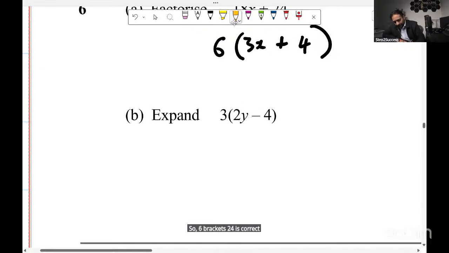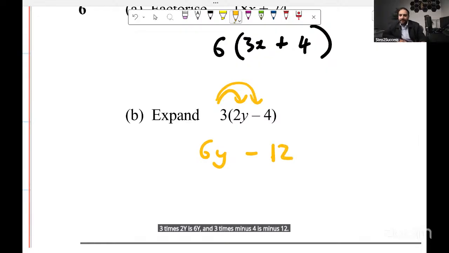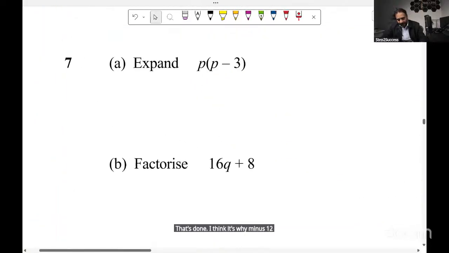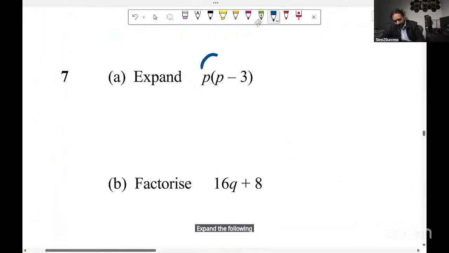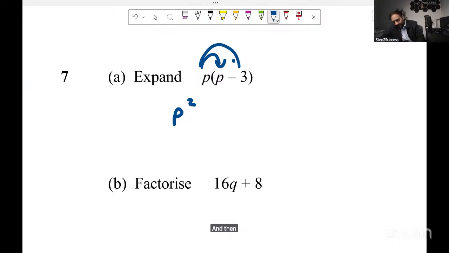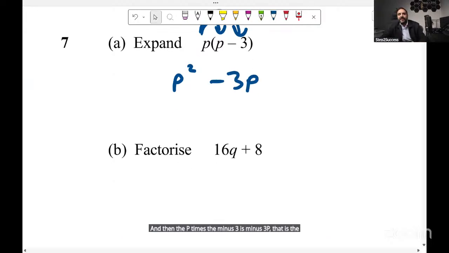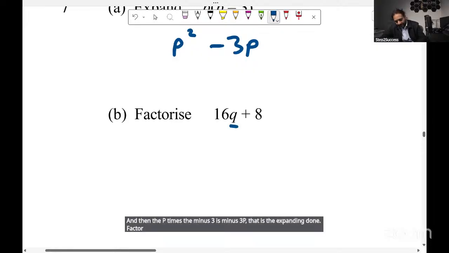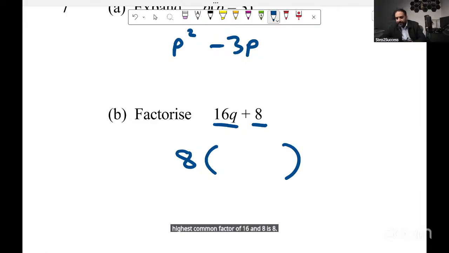Expand the following. 3 times 2y is 6y, and 3 times minus 4 is minus 12. That's done. 6y minus 12, very good. Expand the following. When you multiply 2 letters by themselves, you need to put a little 2 there to recognize that it's p squared. And then the p times the minus 3 is minus 3p. That is the expanding done. Factorize 16q plus 8. Highest common factor of 16 and 8 is 8. There's no letters to bring out.